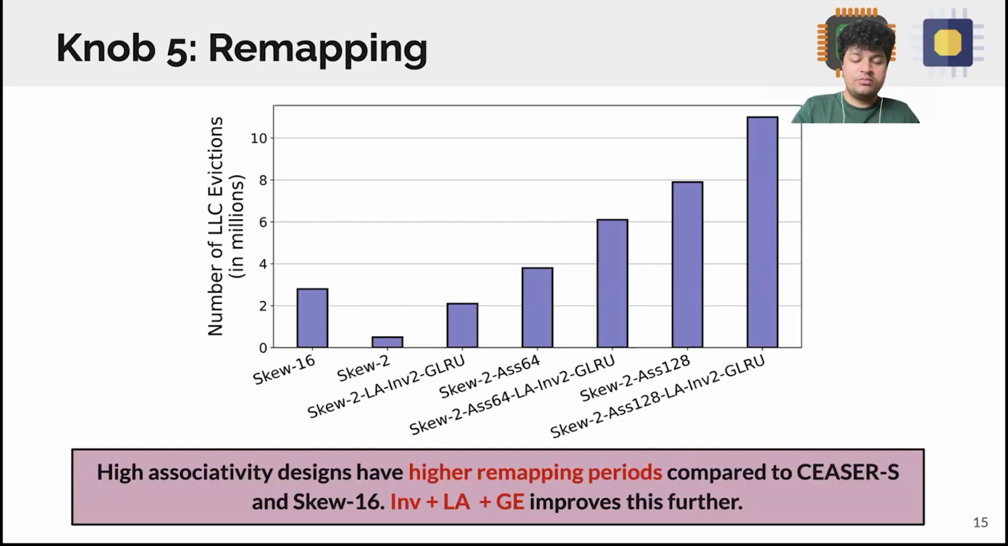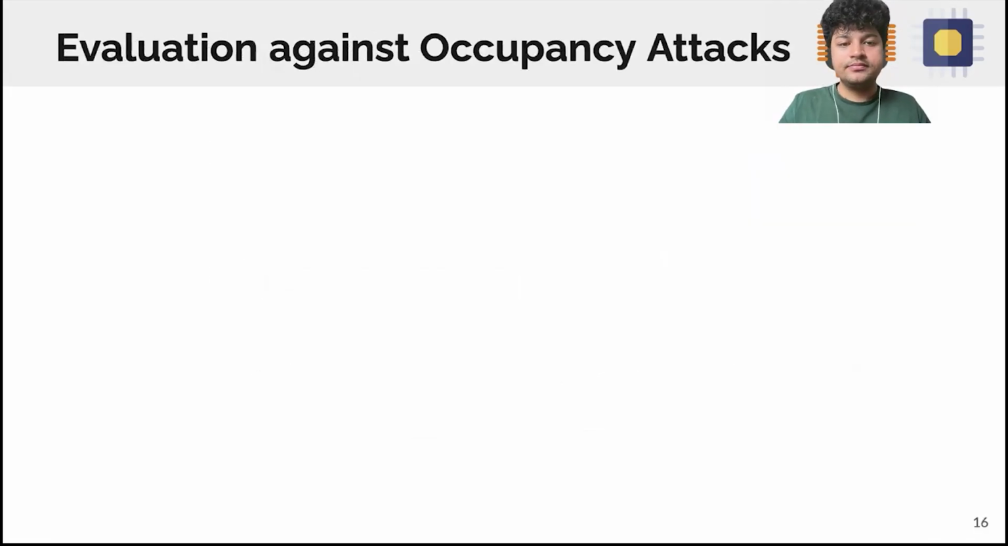And we see that as we go from 2 skews to 16 skews, we see a great improvement in the LLC evictions. Similarly, as we go from just skews to skews with load-aware skew selection, invalid tags, and global eviction, we again see a great improvement. And finally, when we go to high associativity designs such as 64 and 128, we see large improvement in the number of LLC evictions. And if we were to couple this with invalid tags, load-aware and global eviction on top of the high associativity, we actually get a large improvement in number of LLC evictions on top of the regular skew design.